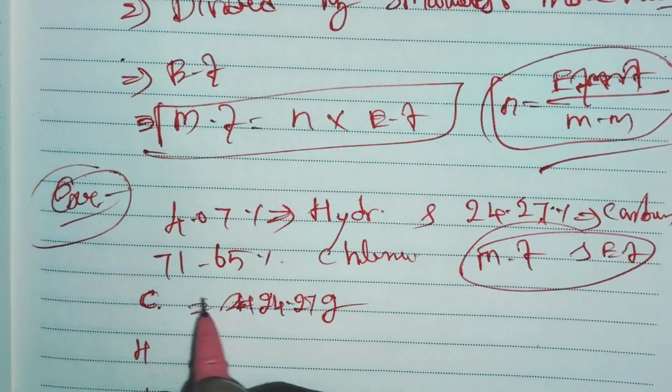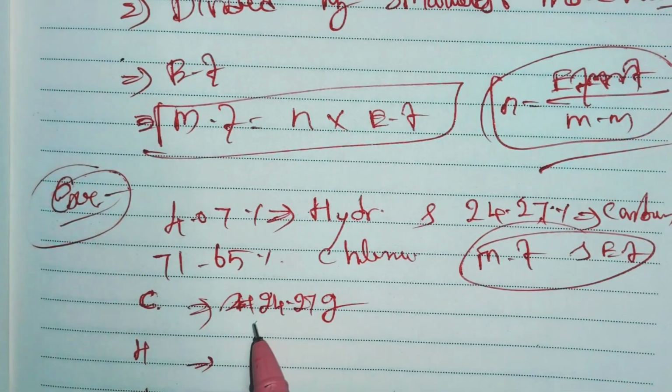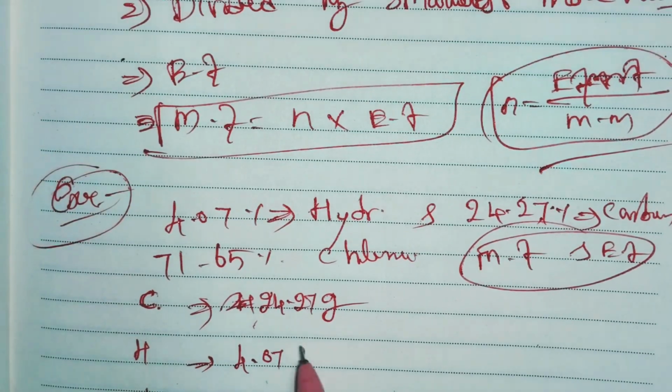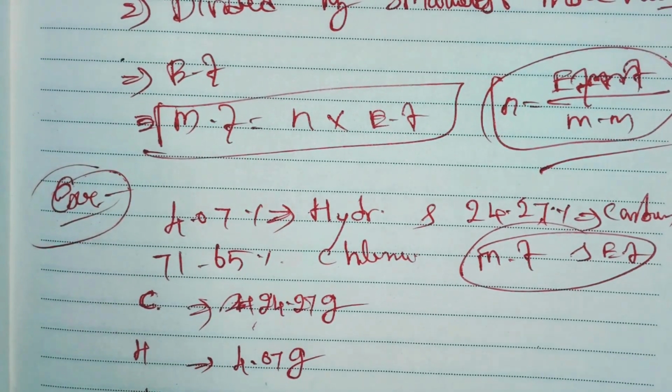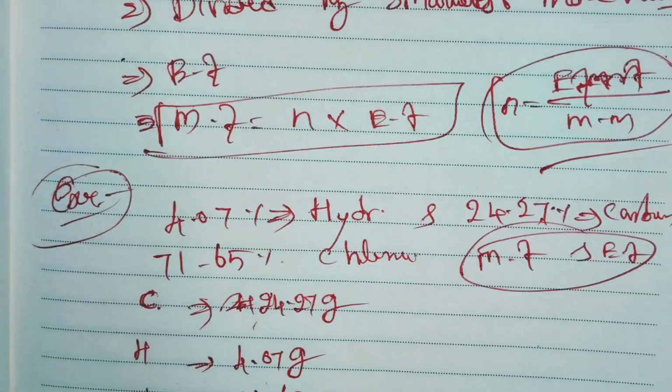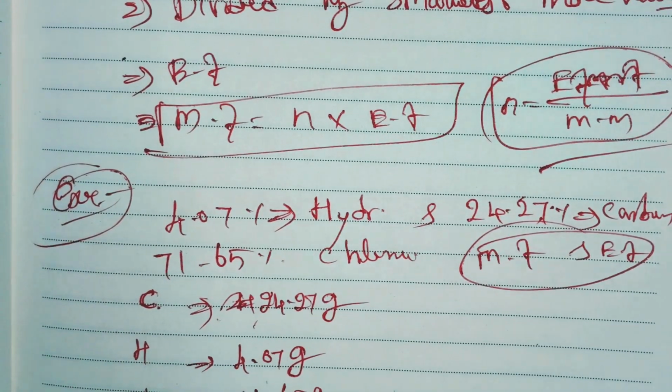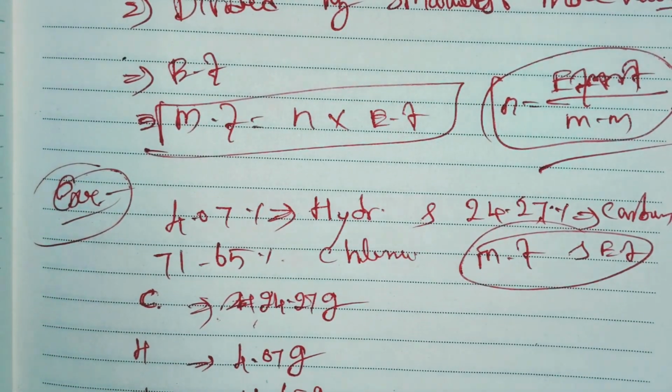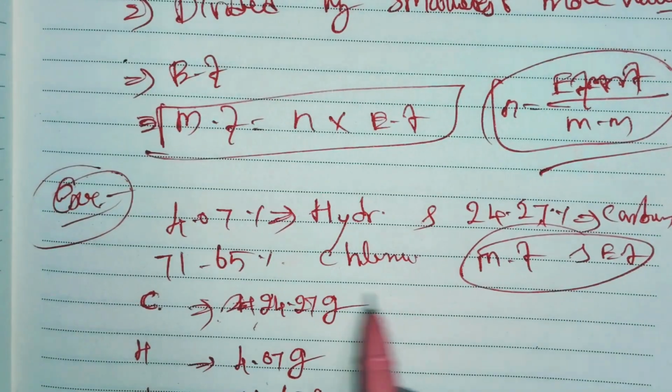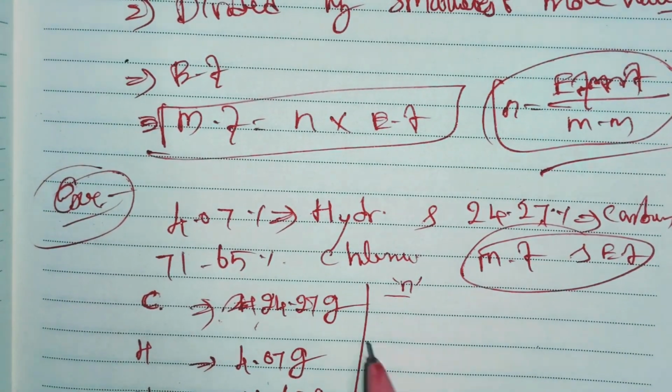Then hydrogen, how much percentage is there? Yes, 4.07 percent, so we can convert that to gram. Then chlorine, there is 71.65 gram. So these are the weights of the elements, and from this given weight we can find the mole. So for mole finding, n is the mole.